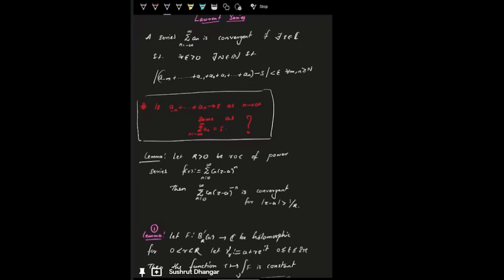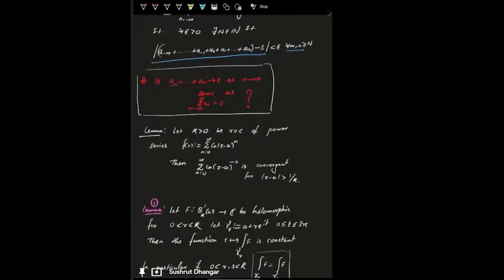We say that the series is convergent if there exists a complex number s such that given any epsilon, there exists N such that this modulus, that is, the partial sum a_{-m} to a_n minus s, is less than epsilon, given any m and n greater than or equal to capital N.